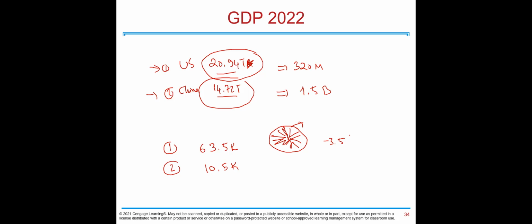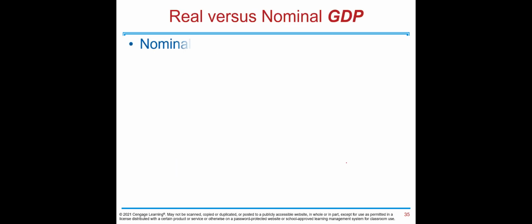And we can do that for China, 2.3%. China's growth rate is going down too. Usually China grows at 7-8% and the US grows at 2 to 3%. Because of COVID, we have a negative growth rate for GDP for the US and for China. It's positive, but it's a small number.